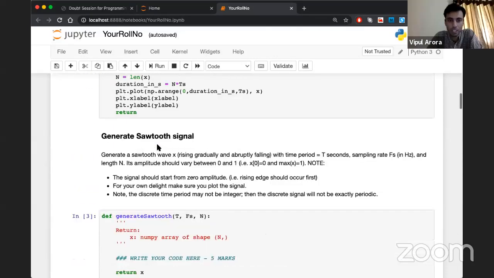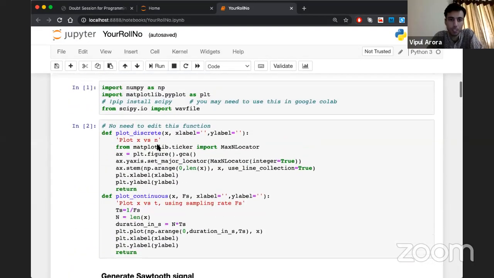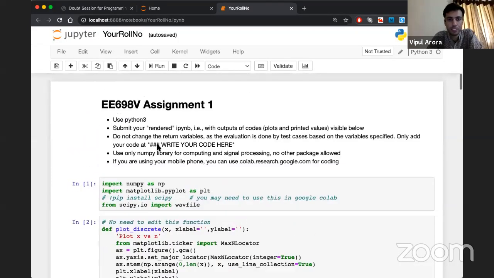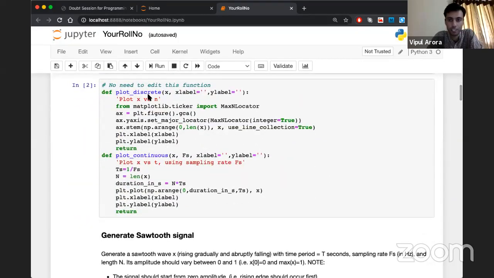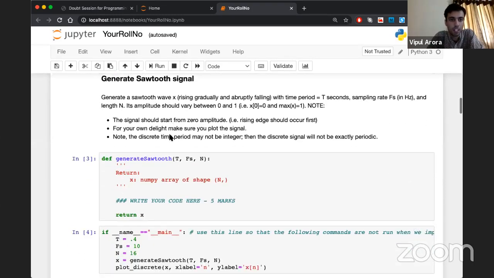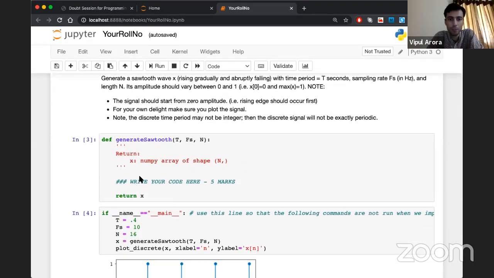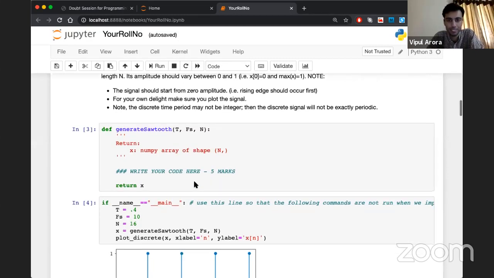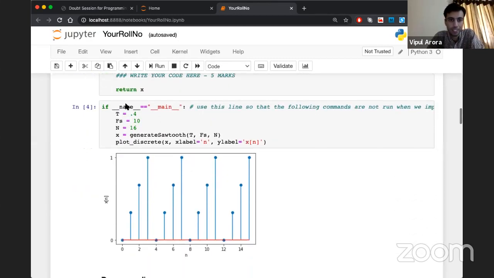Next question. I think many people have questions regarding programming. So this is the first assignment where I think I gave everything. This function was given to you for plotting discrete values. This function was not used anyway in the assignment. Then generate sawtooth. This is very simple code you have to write here. I think it's very easy and you can do it. And then I have given this example so that you run a test case and see that this is what you are getting.